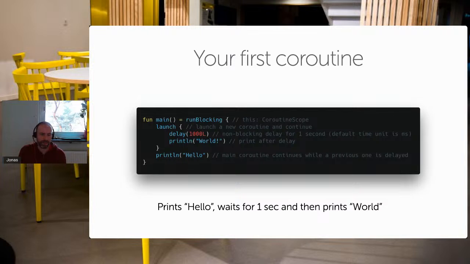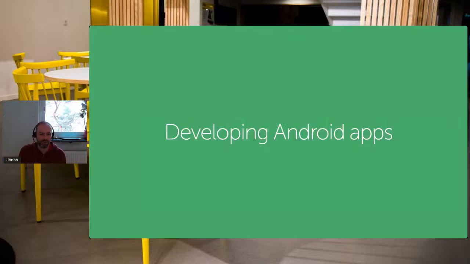But as I said, runBlocking kind of blocks the calling thread. So you can use this more for testing purposes. But in our app, you will use other predefined scopes that the OS gives you.